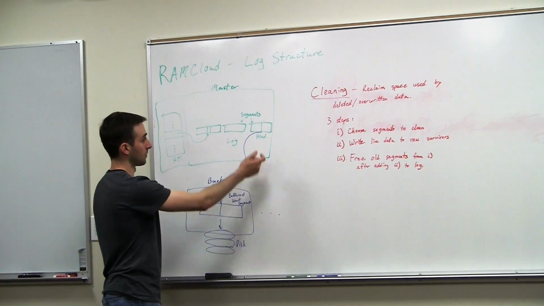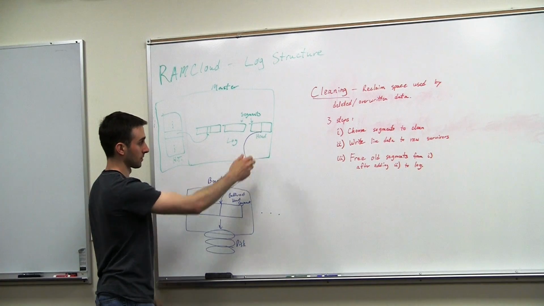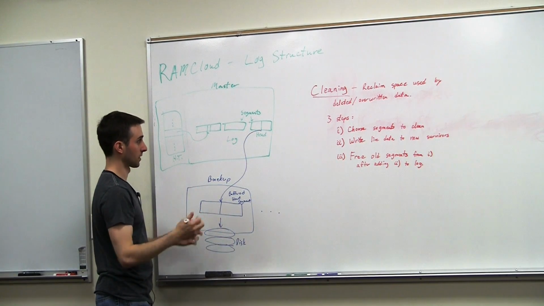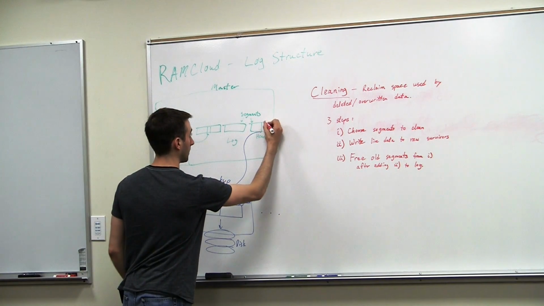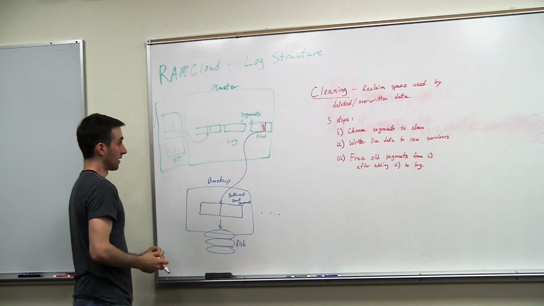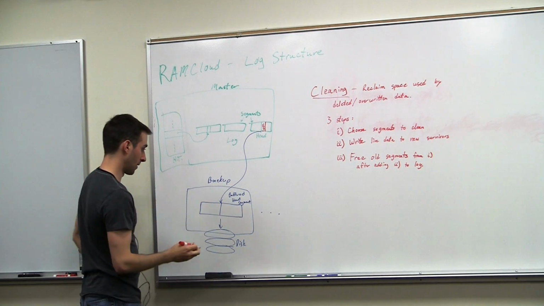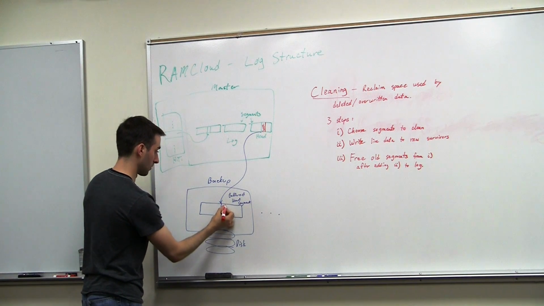So for instance, at any point in time, there's some number of segments we've written to before and a head segment, which is the segment that we're currently filling, that we'll write new objects to. So if we store a new object in the system, we might write it at the end of the head segment here. The head segments are always buffered on multiple backups, just one here for simplicity.